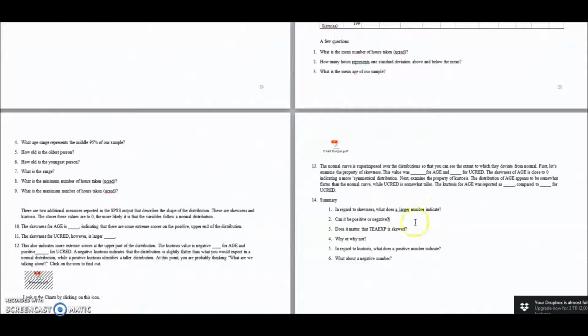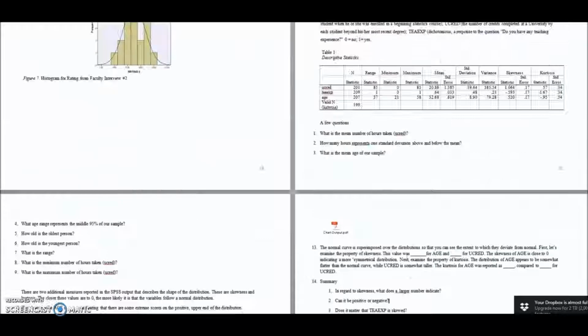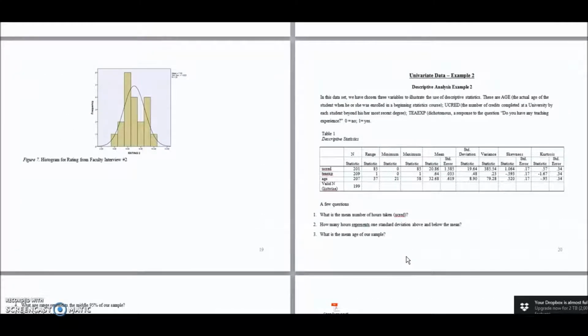So now in the end, you have questions in regards to skewness. What does a larger number mean? Can it be positive or negative? Does it matter that TA experience is skewed? What do you think? This is a good question. And why not? And then kurtosis, what does a positive number indicate? What does a negative number indicate? This is what your assignment 2 is about.